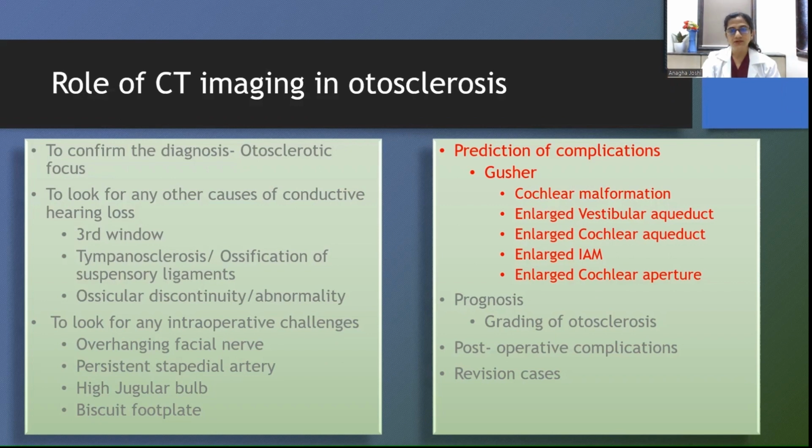CT scan is important for prediction of complications like gusher. You need to identify any cochlear malformation, enlarged vestibular aqueduct or cochlear aqueduct, enlarged internal meatus, or enlarged cochlear aperture.